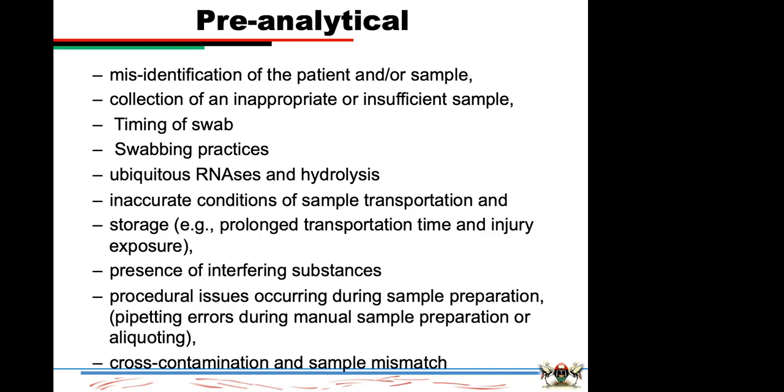It could also be associated with a number of enzymes, particularly the RNases that normally degrade the nucleic acid. And by the time you get to the lab, you only have stuff that does not produce a very good result. They could also be associated with inaccurate conditions of sample transportation and storage, such as prolonged transportation time and injury or exposure. It could be associated with the presence of interfering substances or be associated with procedural issues occurring during sample preparation, such as pipetting errors, particularly when you have manual sample preparation or aliquoting.